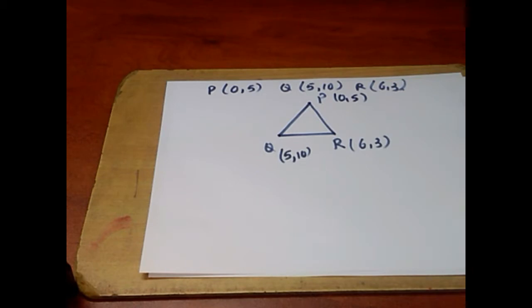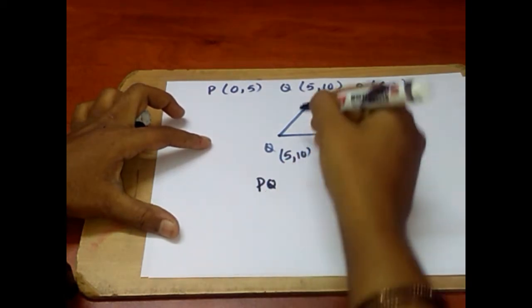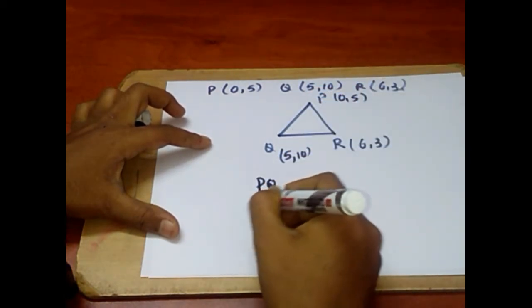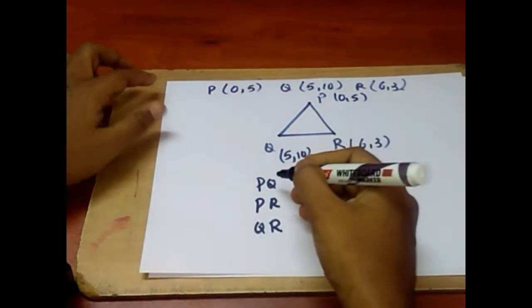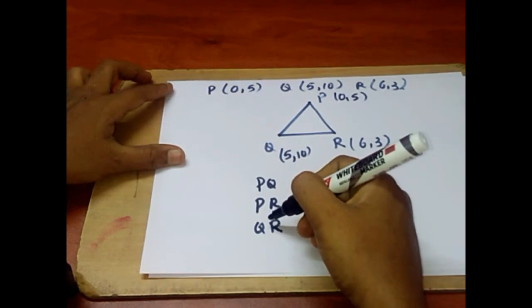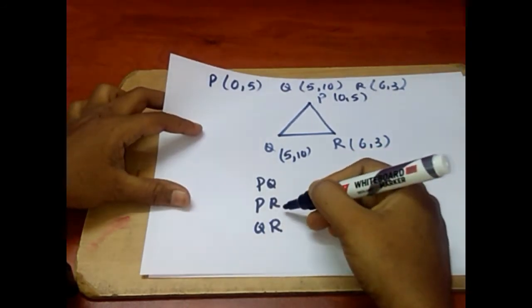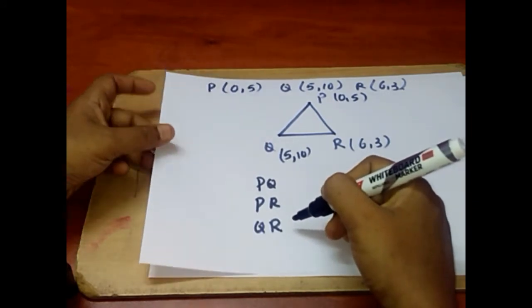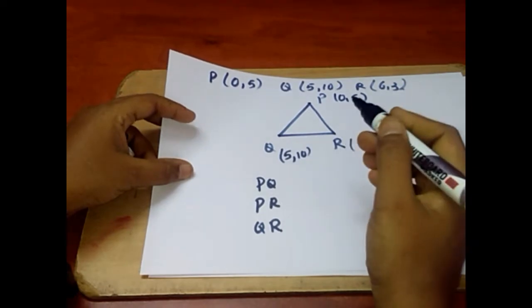To prove this triangle as an isosceles triangle, we need to prove the measure of any two sides of a triangle are equal. That means to say, in the first step, I should calculate what is PQ, what is PR and what is QR. Once the measures of PQ, PR and QR are calculated, we can find out whether they can be the sides of an isosceles triangle or not.